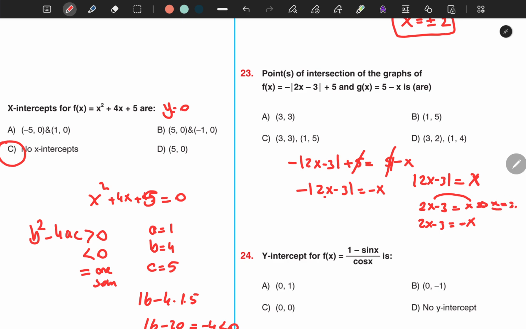This is one of them. And when I move negative x to the other side, what will be 2x plus x, negative 3 on the right side, positive 3, x will be 1. Now I have 2 values. X is 3, x is 1. Now I have to find the y value, isn't it? Okay, when I replace 3 here, 5 minus 3, it will be 2. Can you replace 3 here as well? 2 times 3, 6. Minus 3, 3.